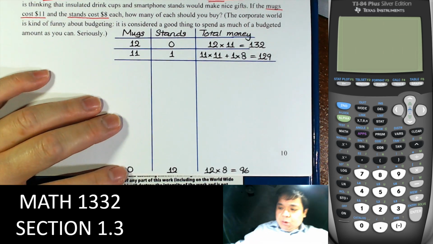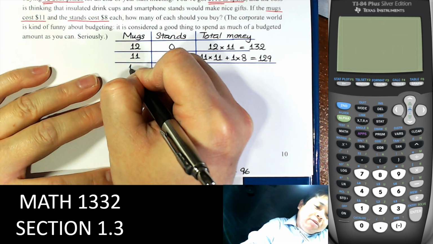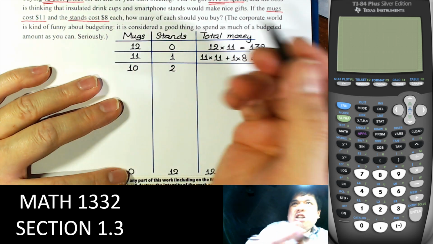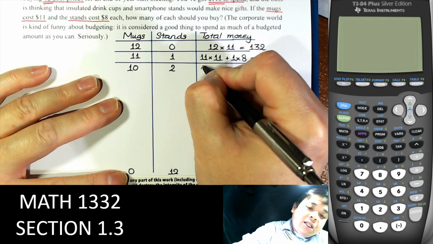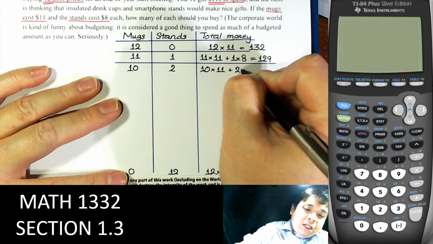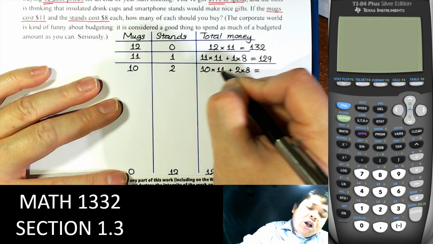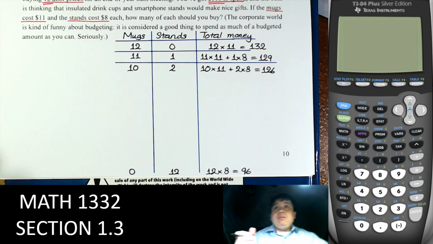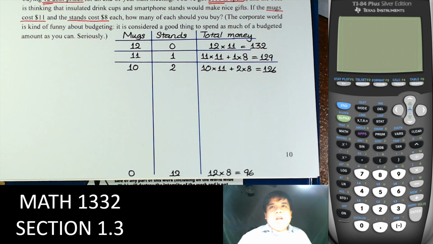Now just keep going here. What if we just have 10 mugs and then 2 stands? Just trial and error, right? 10 times 11 plus 2 times 8. That's 110 plus 16, 126. Of course, we can just keep doing this, but notice the pattern here. So what is the pattern?